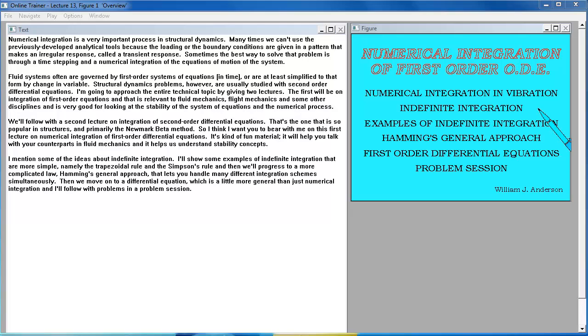I mentioned some of the ideas about indefinite integration. I'll show some examples of indefinite integration that are more simple, namely the trapezoidal rule and the Simpson's rule. And then we'll progress to a more complicated law, Hamming's general approach, that lets you handle many different integration schemes simultaneously. Then we move on to a differential equation, which is a little more general than just numerical integration, and I'll follow with some problems in a problem session.